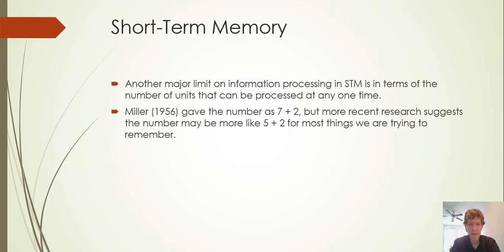Another major limit in information processing is that short-term memory can only be stored for a short amount of time, and it can only process limited bits of information at a particular time. You've heard of the number 7 plus 2, sometimes 5 plus 2. Bottom line is a very short amount of information at a given time.